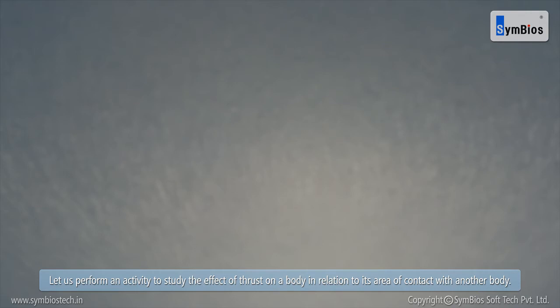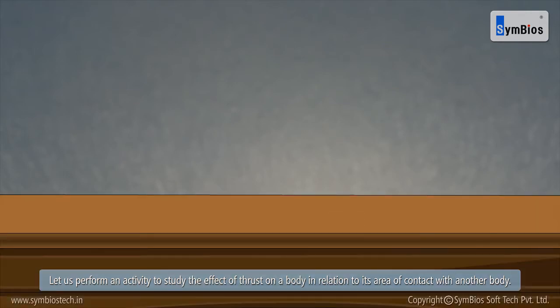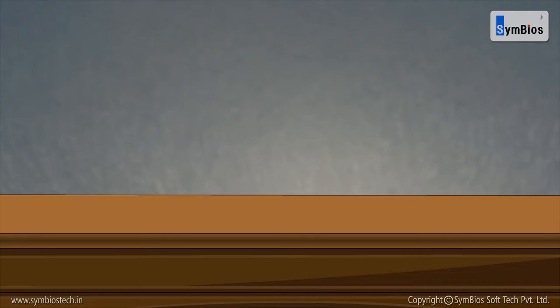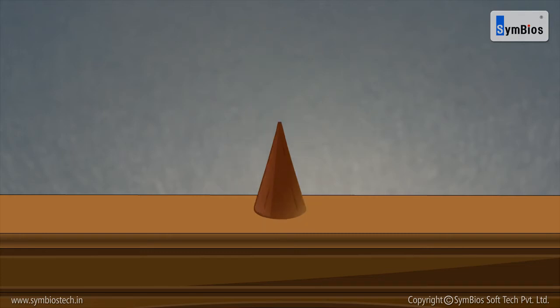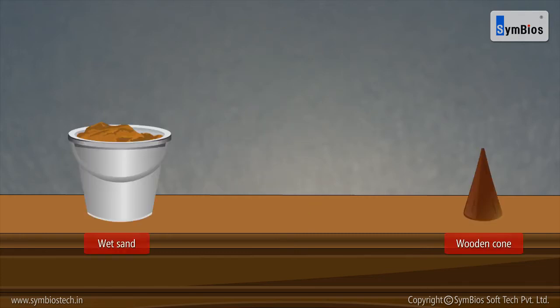Let us perform an activity to study the effect of thrust on a body in relation to its area of contact with another body. We will require a wooden cone around 12 centimeters long such that the area of the broad end is 5 centimeters square or more and that of the smaller end is 1 centimeter square or less. A large amount of wet sand, and a 1 kg weight or a brick.